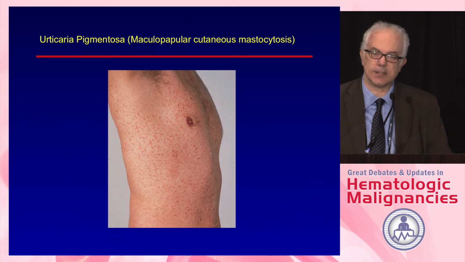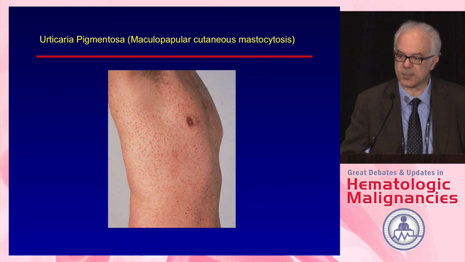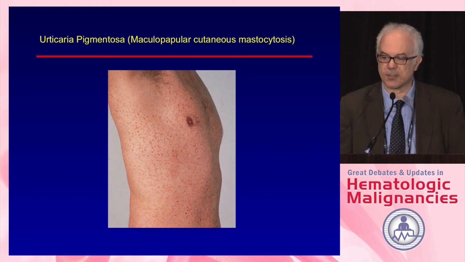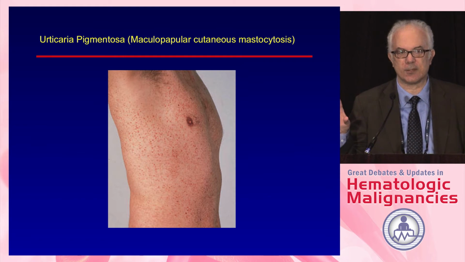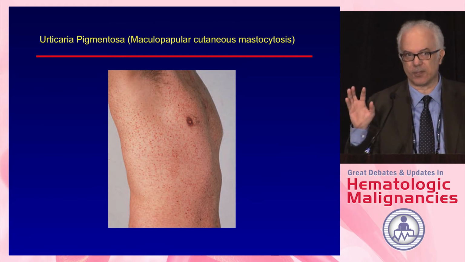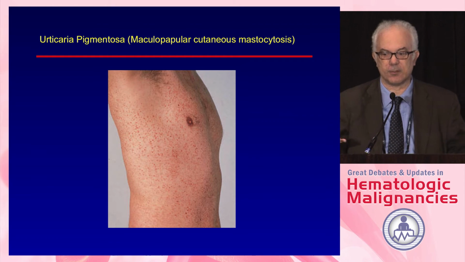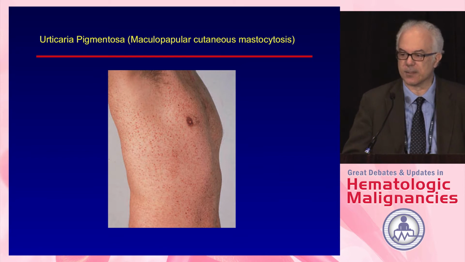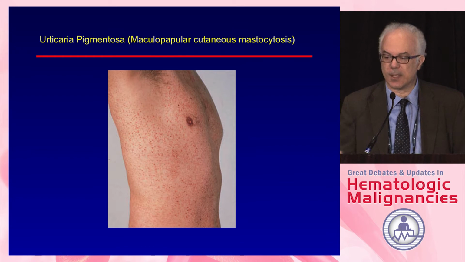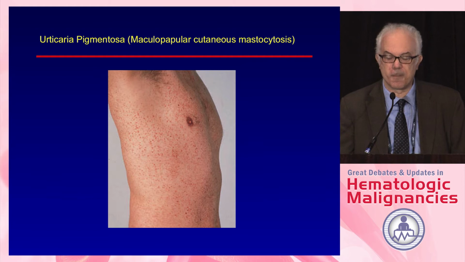And this is an adult patient with urticaria pigmentosa or maculopapular cutaneous mastocytosis. And these lesions tend to spare the sun-exposed areas. So if you look at the patient, you know, the face and the hands are spared, so you really need to look at the hidden areas. Again, these are fixed lesions.